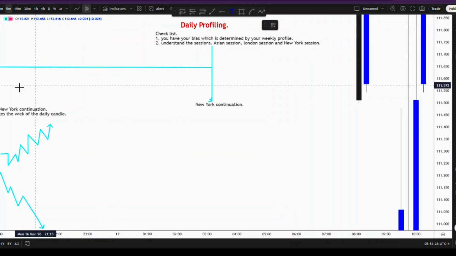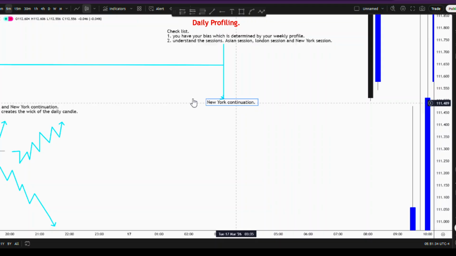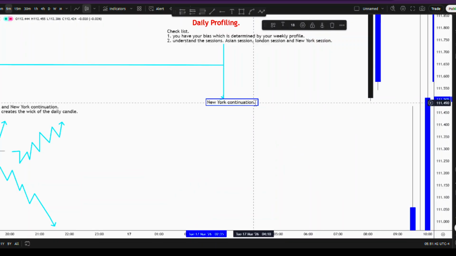Sorry guys, I think I've already explained this. I've already explained this under the London reversal and New York continuation. They are just one and the same thing.